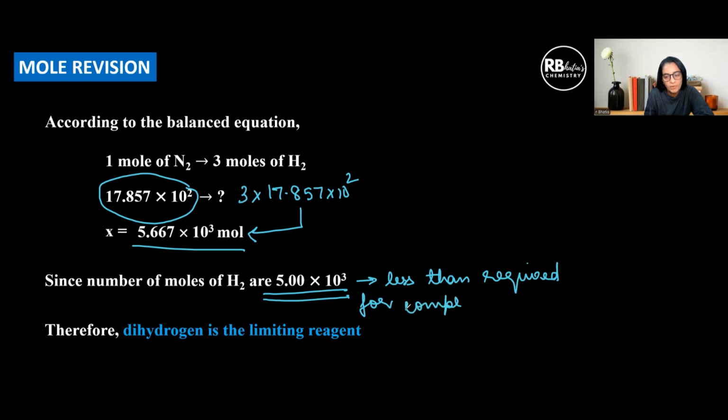What is the complete amount of hydrogen required for complete reaction with the given amount of nitrogen? This is 5.667 into 10 to the power 3 mole, right? So what will we say? Since hydrogen is present in a quantity less than required, dihydrogen is the limiting reactant.